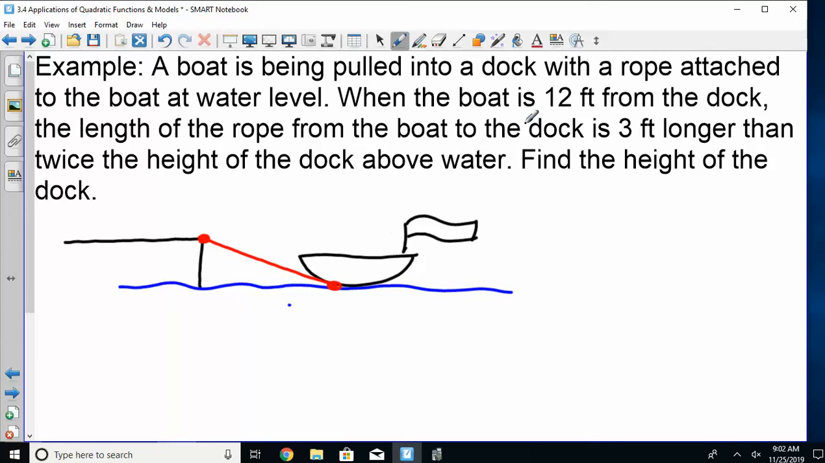When the boat is 12 feet from the dock, where would that be in my picture? Is that the hypotenuse, the vertical, or the horizontal? Okay. The length of the rope from the boat to the dock is 3 feet longer than twice the height of the dock. Do I know how tall my dock is? So that would be x. 3 feet longer than, what does that mean? Plus 3. Okay. Twice the height of the dock, so this side is 2x plus 3. Alright, why don't you guys try to set up your equation and finish it for me. What did you guys do first?